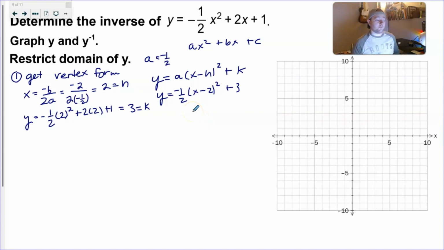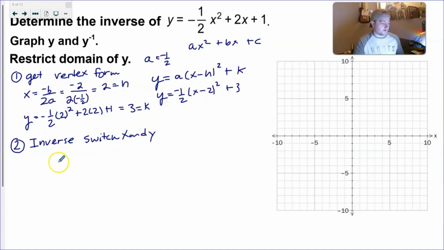Now, finding the actual inverse, what we have to do is switch the x and the y. So the next thing is find the inverse, and then switch x and y. You know, guys, I really have neat writing. It's just that this thing is so unforgiving. x equals negative 1 over 2, y minus 2 squared plus 3.